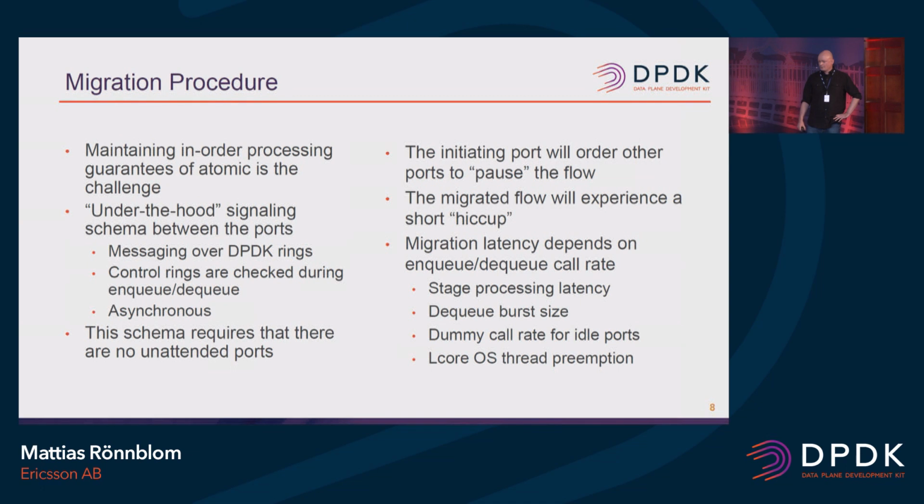And what the initiating port will do, initiating as in the port that's trying to move a flow away from itself, is to order the other ports to pause the flow. And if the flow is paused, and an event pertaining to that flow arrives on another port, it would just be buffered and sent later. And so an effect of this, when we pause the flow on all the ports, is that the migrated flow would experience a small hiccup. So that would be a latency jitter.